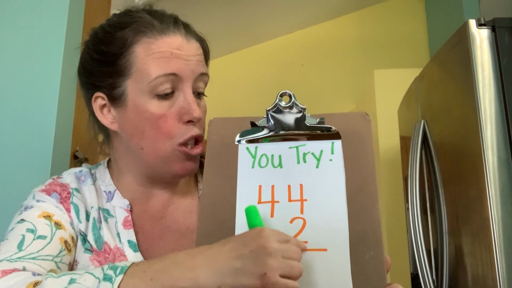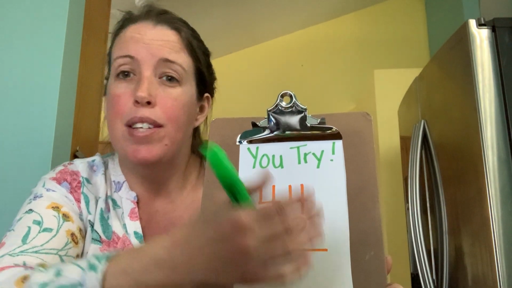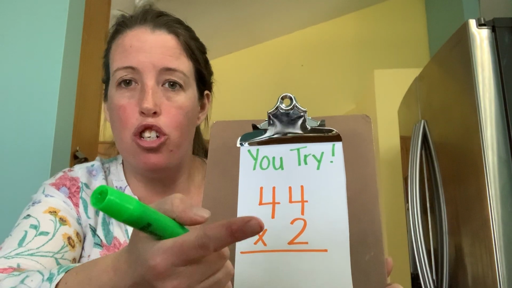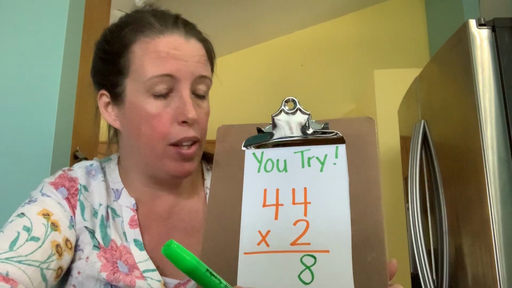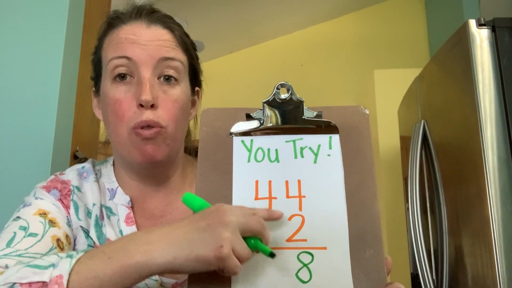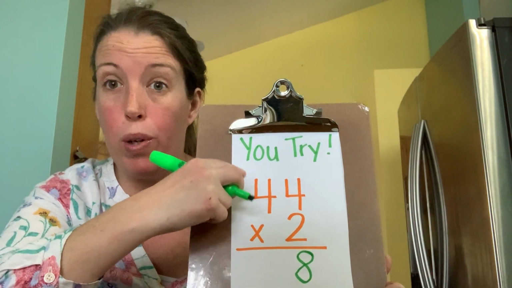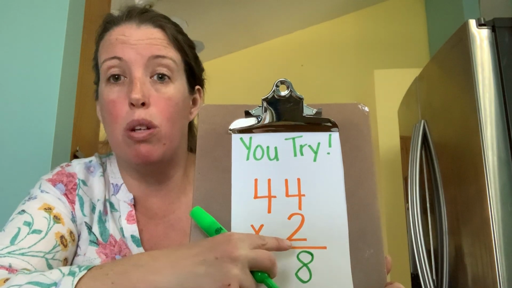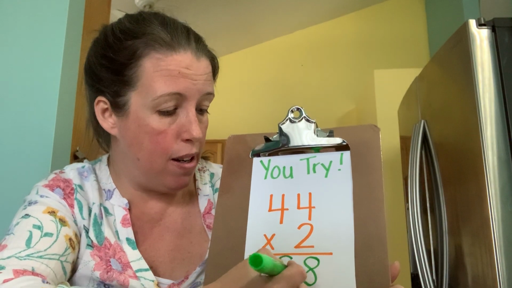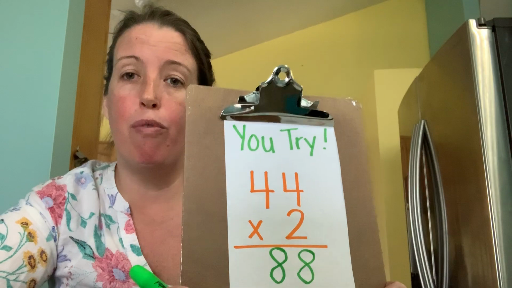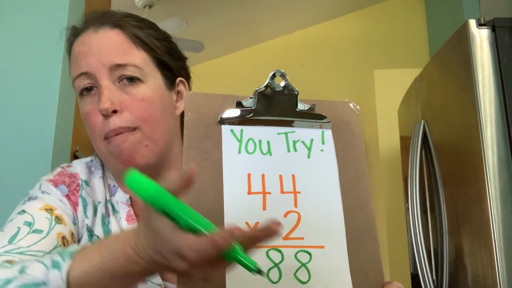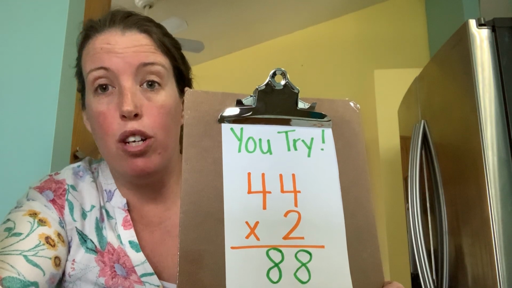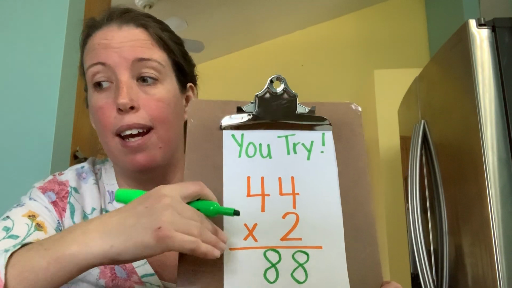So I have 2 times the 4 ones here. 2 times 4 is 8. Since 8 is just one single digit, I don't need to regroup. I can just put the 8 right here. And now I'm ready to move on. 2 times 4. There was nothing regrouped, so I don't have to add anything. So 2 times 4 is 8. 44 times 2 is 88, and I can even check that since it's only times 2 with repeated addition. 44 plus 44 is 88.